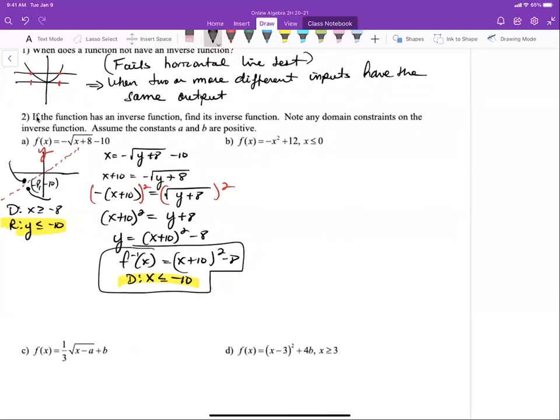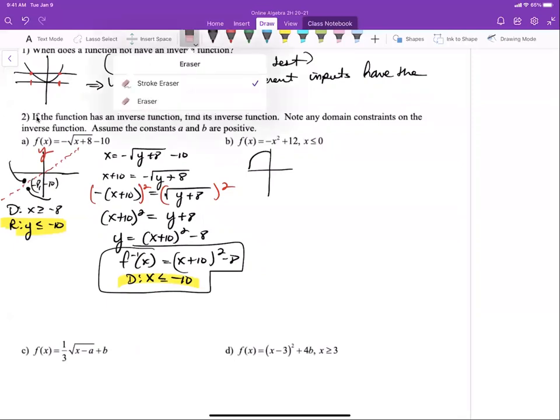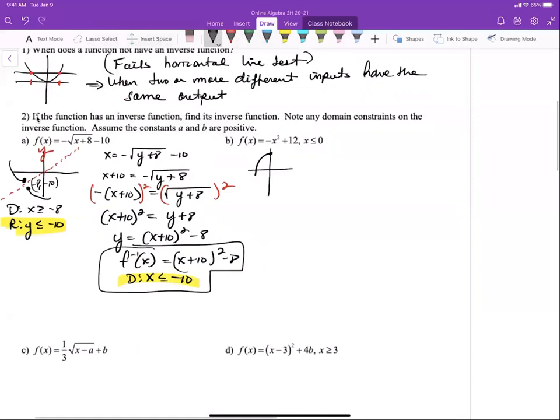B, I have been given the original function. It is a parabola that has an x-axis reflection and has been shifted up 12. However, we're only graphing the left-hand side of it. That's probably a little bit, yeah, there we go. All right, so that point right there is at 0, 12. Okay, let's see if we can make it so you can read it. 0, 12. There we go. All right. And it does pass the horizontal line test.